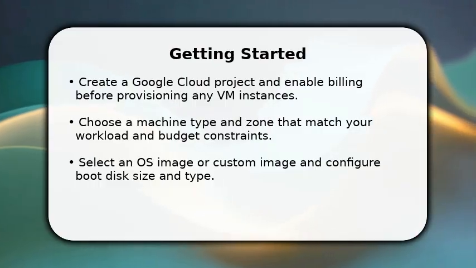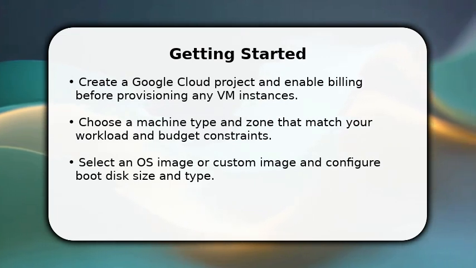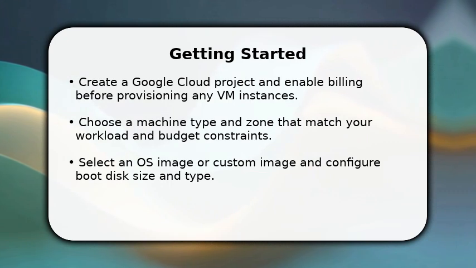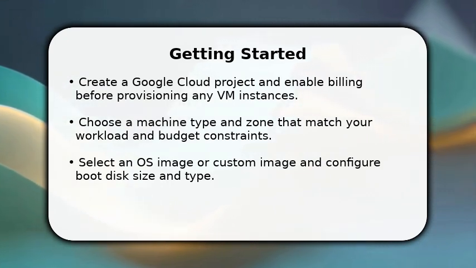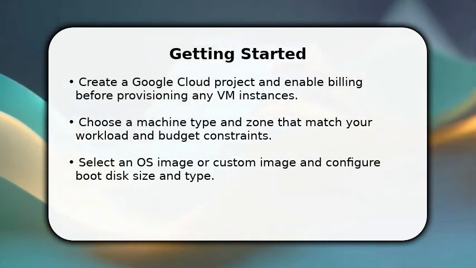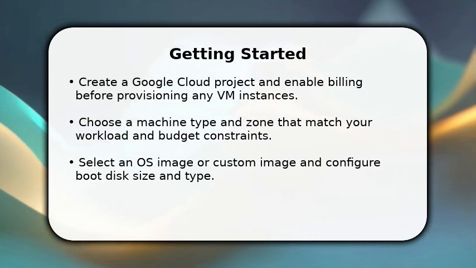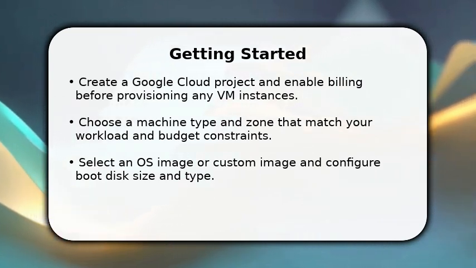In this video, I will explain how to use Google Cloud VM Full Guide. Start by creating a project and enabling billing, then open the Compute Engine console. Click Create Instance, pick a machine type and zone, and choose an OS image or custom image.